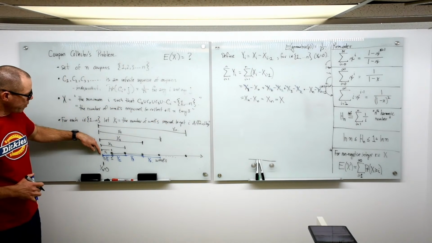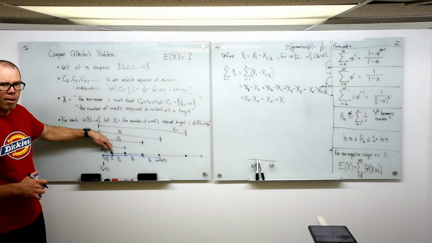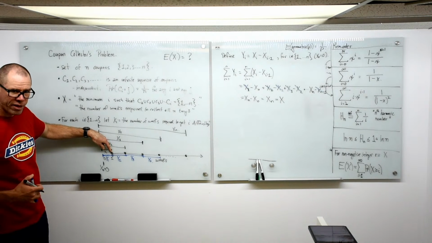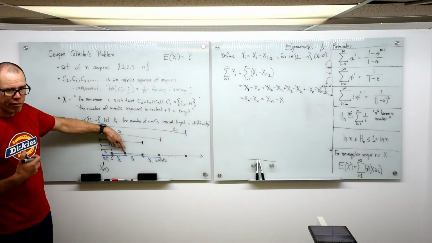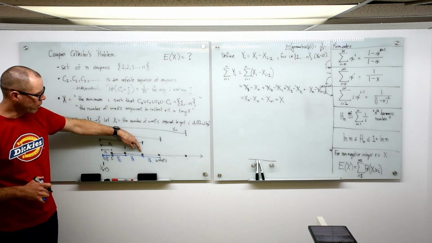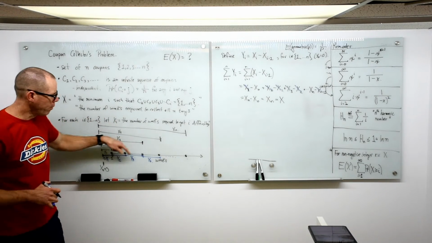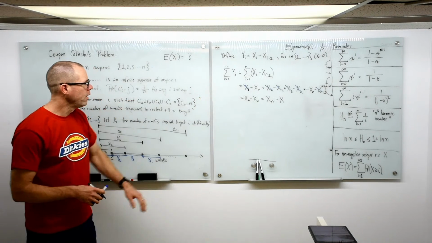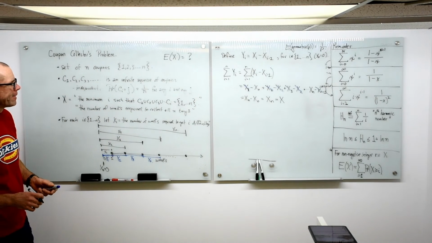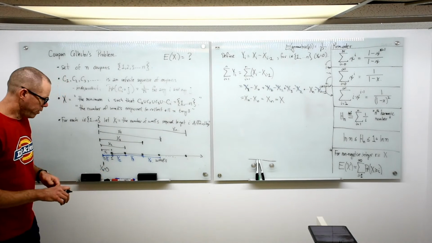Well, it's the number of weeks before I get the first prize. And then the number of weeks after that first prize before I get the second prize. And the number of weeks after getting the second prize before I get the third prize. And so on. Of course, that will just give me the total number of weeks until I get the last prize. That's all this is saying here. Okay? Good.